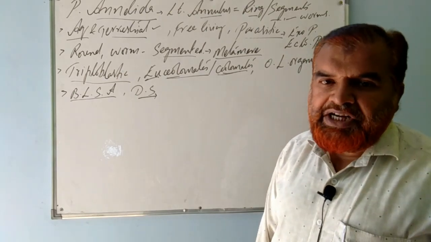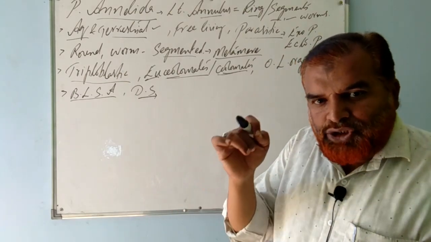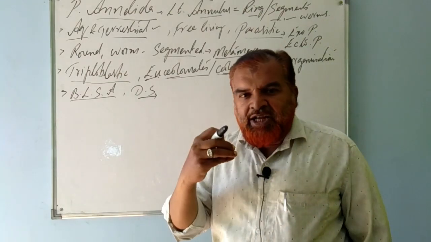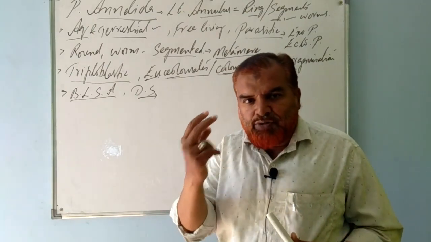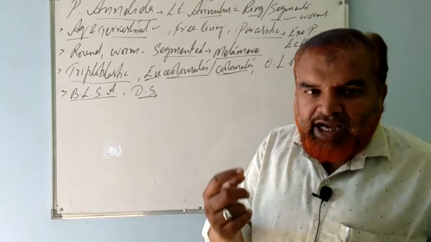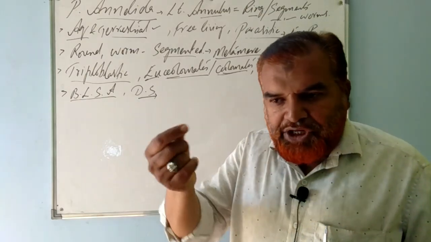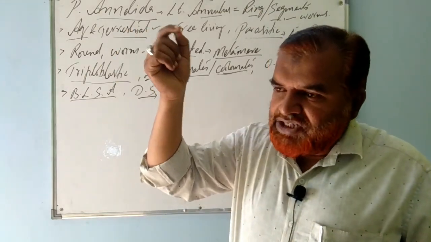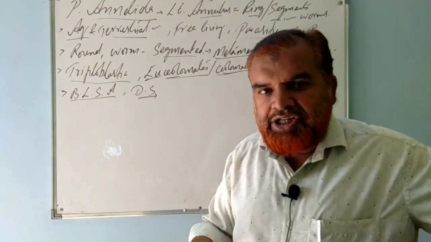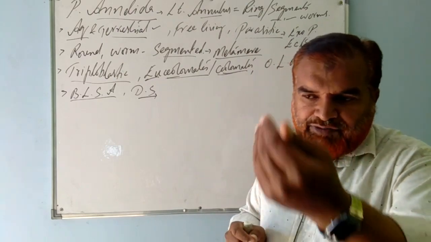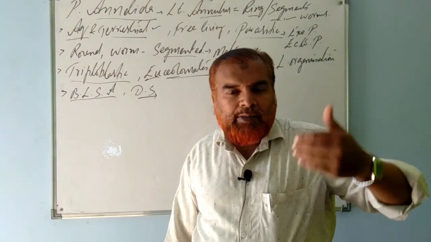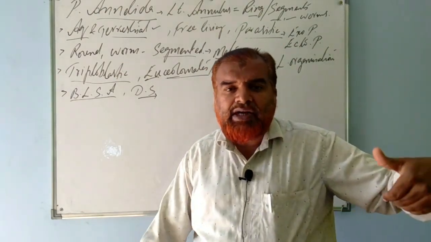What do you mean by complete type? Any animal which has 2 openings, one for eating, the other for defecation. 2 openings for 2 different purposes. As far as the digestive system is concerned, it starts from the mouth and ends with the anus, one is incoming, the other is outgoing, right? So one for intake, the other for removal, right?